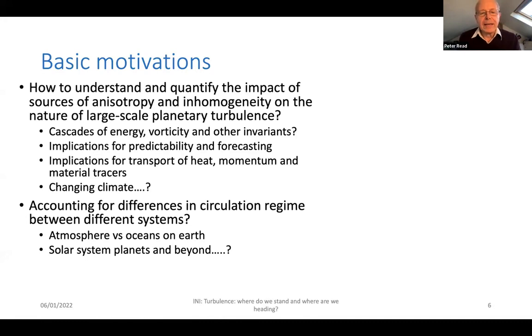And it's also of increasing interest to introduce the need to account for differences in circulation regime that we see between different systems. So certainly between the atmosphere and the oceans on Earth, but these days we can study other planets which have atmospheres or oceans under very different parametric conditions to what we see on Earth. And this is something that I will hopefully have time to get into a little bit later on in the talk.